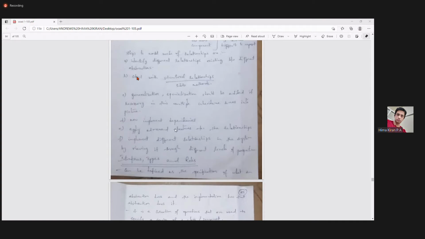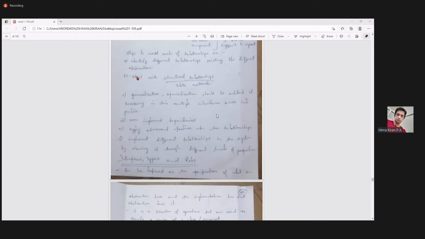Next, implement dependencies. If needed, we need to implement the dependencies also. Apply advanced features for the relationships. Advanced features in the sense of taglines, stereotypes, interfaces and so on. Implement different relationships in the system by viewing it through different levels of perspective.